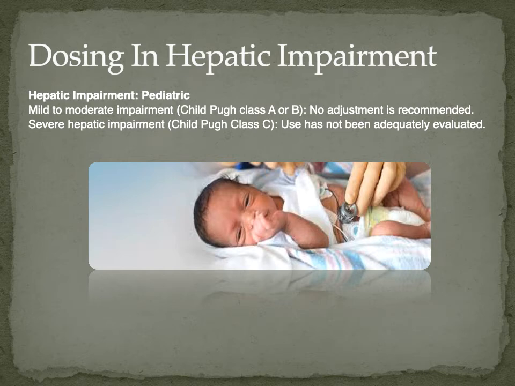Dosing in hepatic impairment. For hepatic impairment in pediatrics, in mild to moderate impairment, Child-Pugh class A or B, no adjustment is recommended. In severe hepatic impairment, Child-Pugh class C, use has not been adequately evaluated.